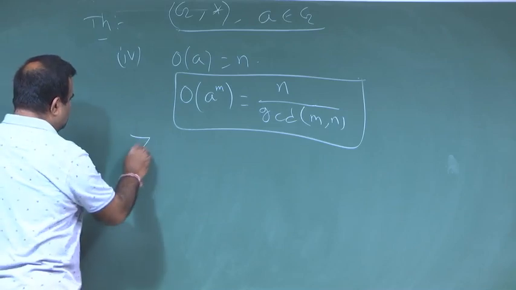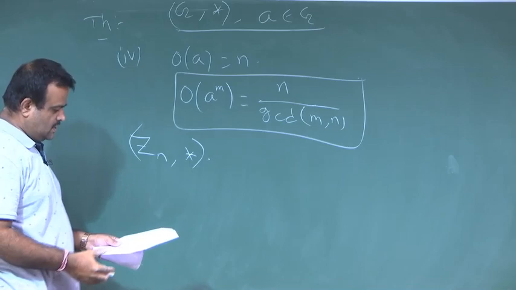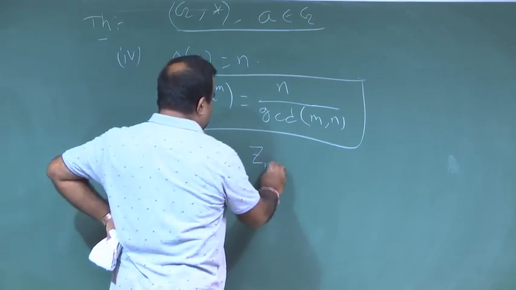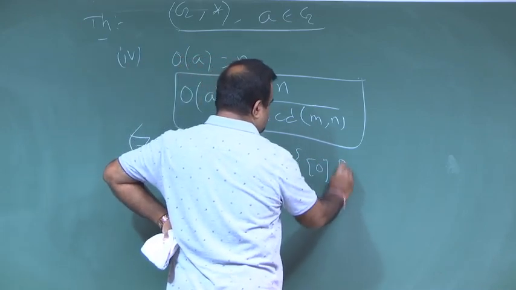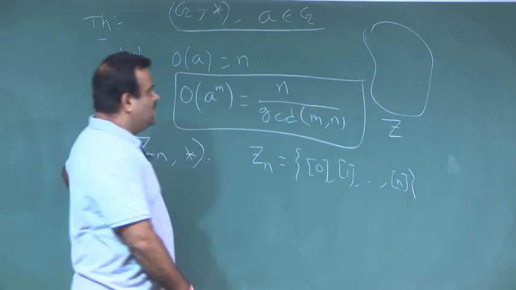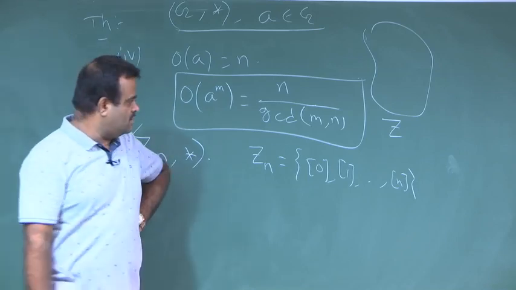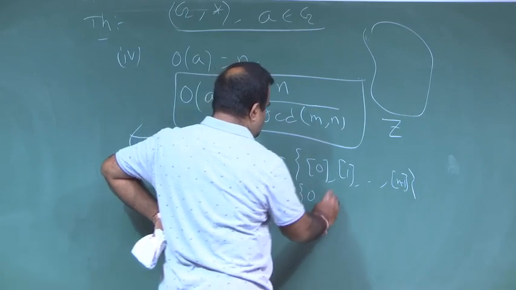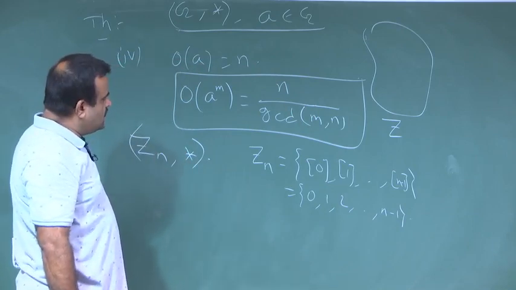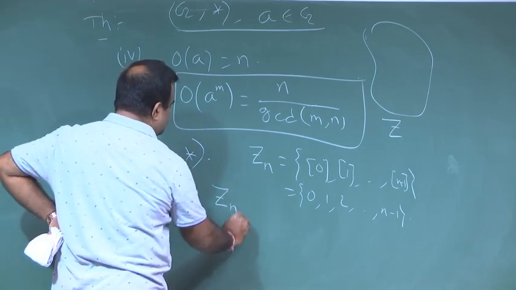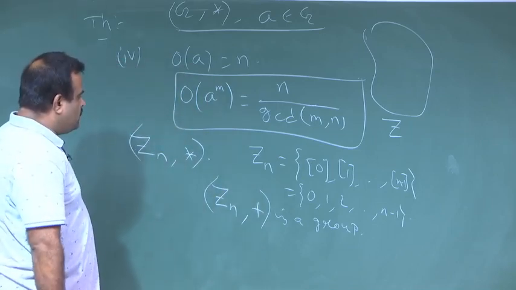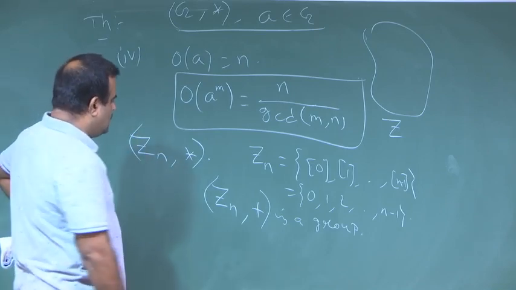Okay, now we talk about Zn. We know Zn is the set 0, 1, up to n minus 1. That means, if we take the integers and a natural number n and divide by n, these are all the possible remainders, up to n minus 1. For simplicity, we can write 0, 1, 2, up to n minus 1. We know this Zn is a group, with e being 0.